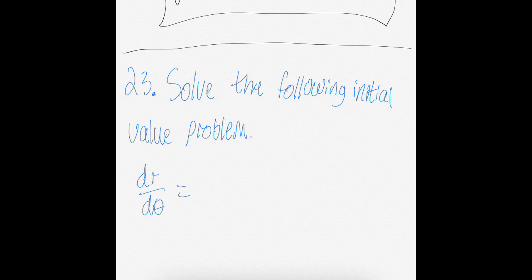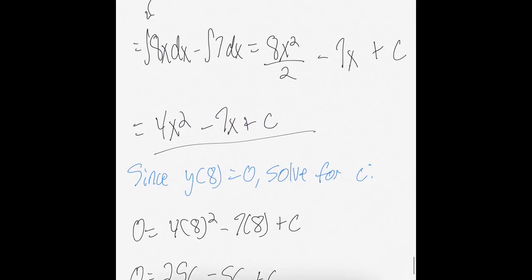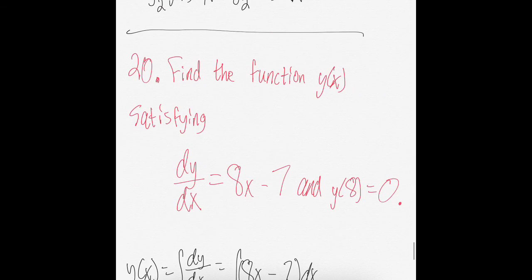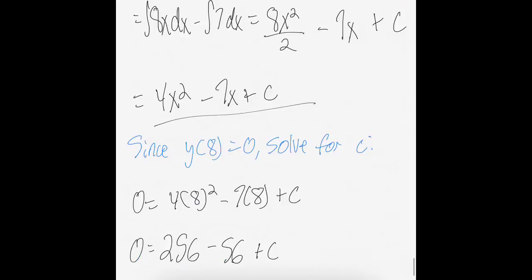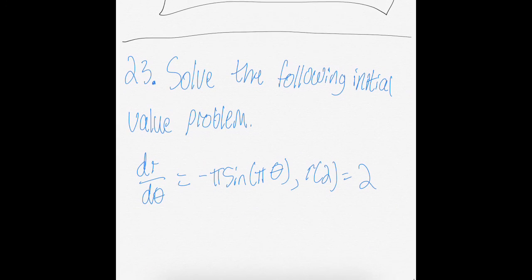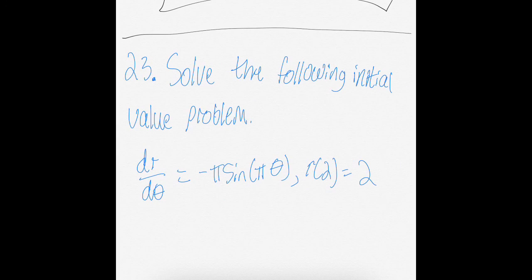Solve the following initial value problem. So I'm going to note here, initial value problem. What we're given is dr d theta equals negative pi sine of pi theta, and r of 2 equals 2.